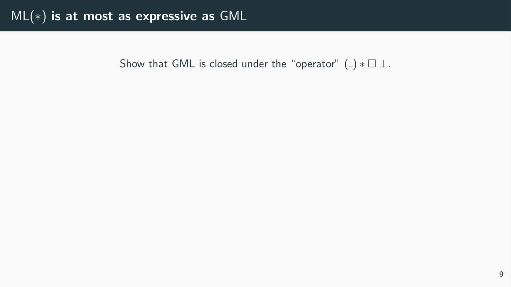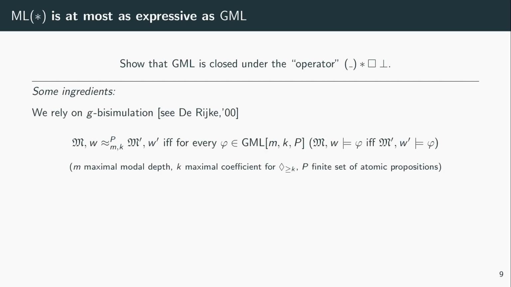And to do that, we simply show that GML is closed under the operator star box bottom. And we do that by using standard techniques from model theory. We start by considering the G-bisimulation, that is the bisimulation but for graded modal logic. And the essential property of G-bisimulation is that two G-bisimilar models satisfy the same graded modal logic formulas, where here the indices M, K, and P stand for the maximal modal depth that a formula can have, the maximal coefficient, and what atomic propositions I can use.